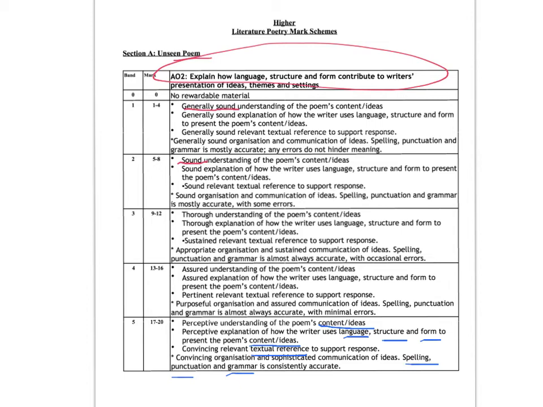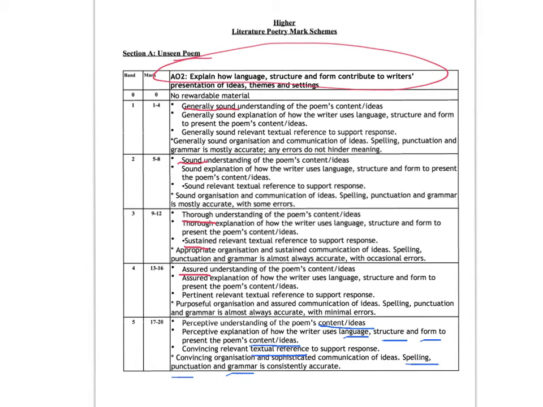Whereas if you got to band 3, you are becoming thorough in your understanding and your explanation of those ideas, of your analysis of the language. So there'll be a little more detail added. And you'll also be doing it in a sustained manner, meaning you do it all the way through the essay rather than intermittently here and there. If you move up to band 4, you're assured. So it's having that kind of feeling of the confidence behind what you're saying.